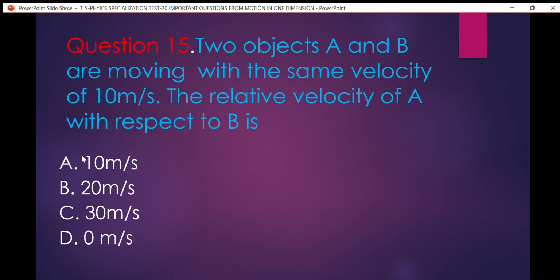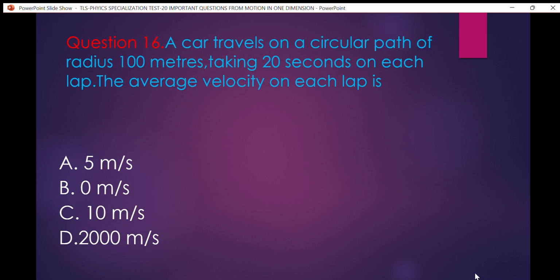So the options are option A 10 meter per second, option B 20 meter per second, option C 30 meter per second, option D 0 meter per second. So the right option is 0 meter per second. Okay. All right. We'll go to question number 16. A car travels in a circular path of radius 100 meters, taking 20 seconds on each lap. The average velocity on each lap is. So here we have a circular path.